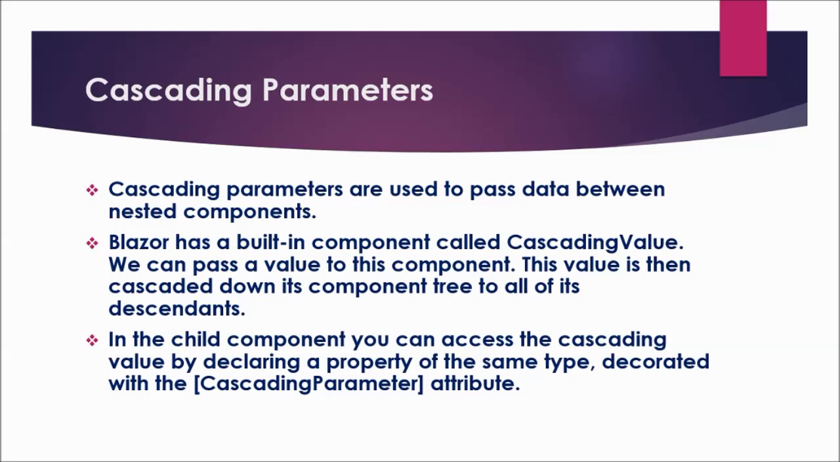In the child component, you can access the cascading value by declaring a property of the same type, decorated with the cascading parameter attribute. In fact, any of the descendant components in the component tree can access the cascading value. They simply have to declare a property of the same type decorated with the cascading parameter attribute. Now we will see cascading parameters with a practical demonstration.